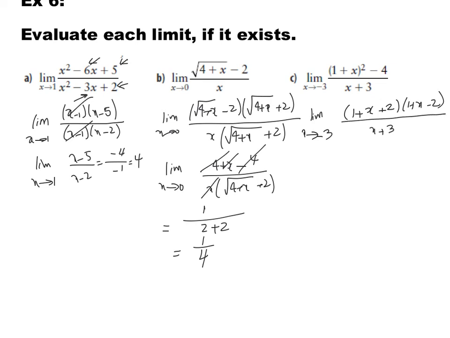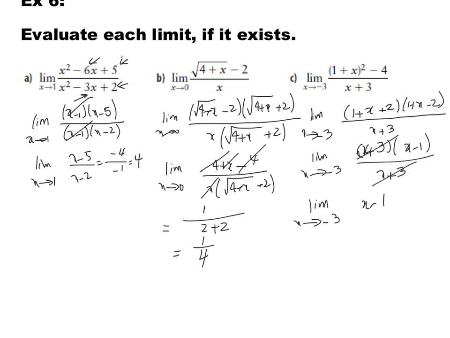Now 1 plus 2 is 3 plus x, so I get limit of x to -3 of x plus 3 times x minus 1 over x plus 3. X plus 3 goes with x plus 3, so I get limit of x goes to -3 of x minus 1. And x minus 1, if I find the limit, this becomes -3 minus 1, which is minus 4.